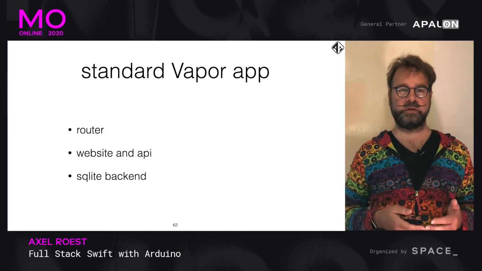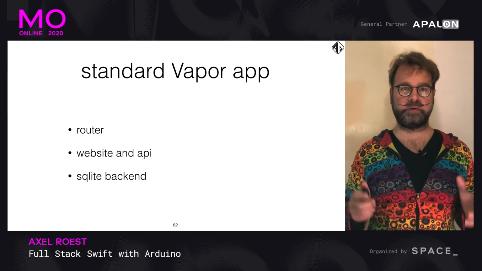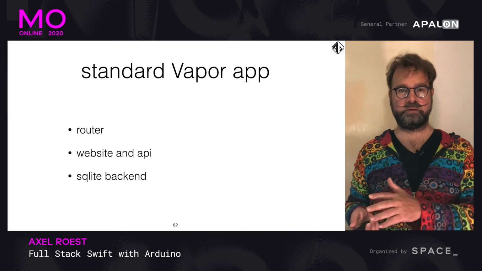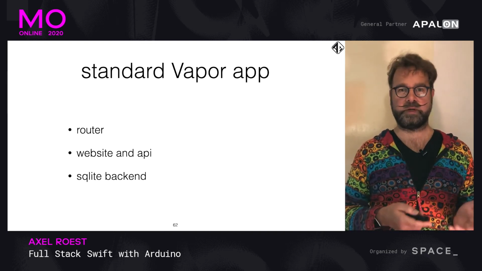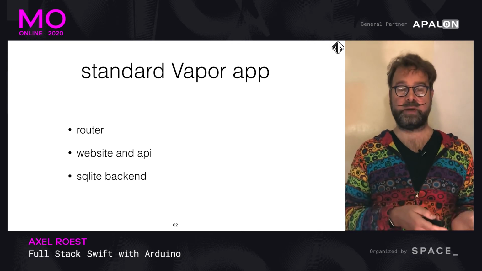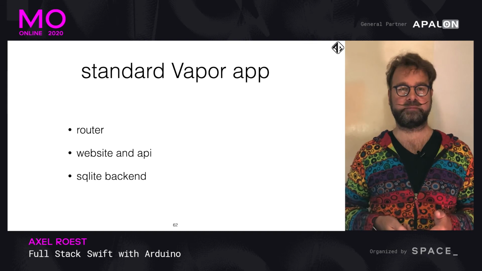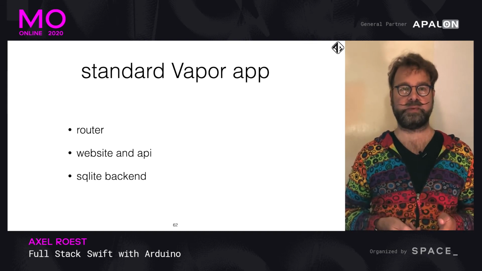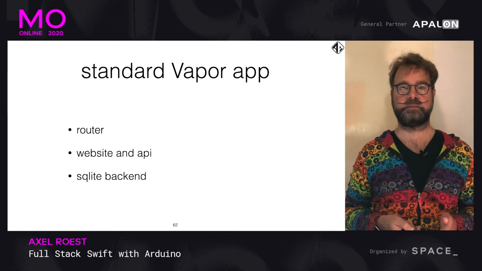We're going to create a standard Vapor app. A standard Vapor app has a router which connects the endpoints, the REST endpoints, to functions in your application. And we need a website, and we need an API for the data for the mobile phone app. And it all connects to the SQLite backend because we already have an SQLite database, so we can use the same database.